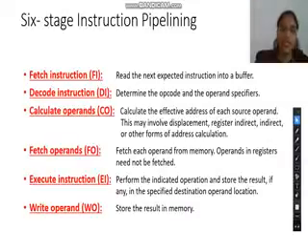So now we increase the number of stages in the instruction pipelining to 6 stages. Following are the 6 stages: fetch instruction, decode instruction, calculate operands, fetch operands, execute instruction, write operand. From the name itself we can easily understand what it is. Reading the instruction from the memory into a buffer, and while we are decoding the instruction, the CPU will be able to find out what the opcode is and what the operands are, and calculating the operands.